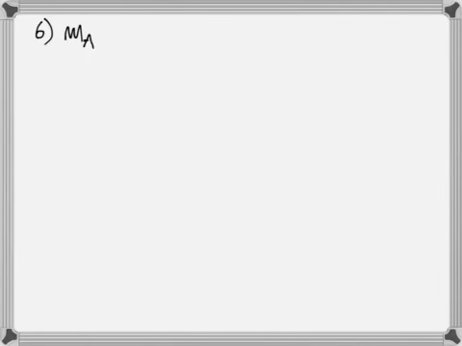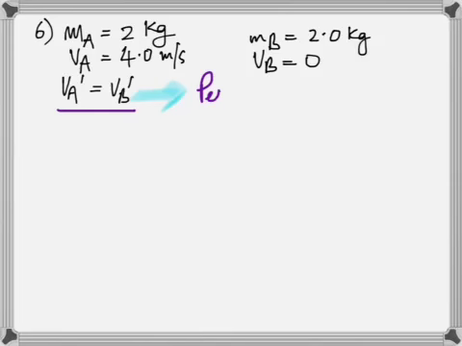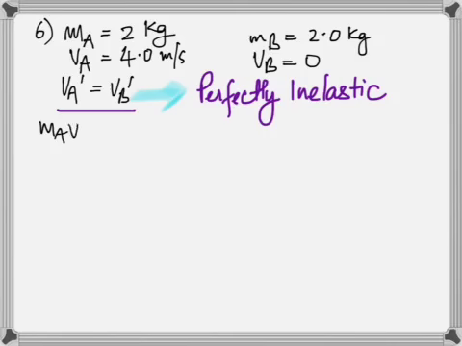Question number 6. The masses are 2 kilogram. Velocity of the 2 kilogram is 4 meter per second. The mass of the second one is 2 kilograms, but it is stationary, means its velocity is 0. And because this is a perfectly inelastic collision, they stick together. So in a perfectly inelastic collision, they stick together.